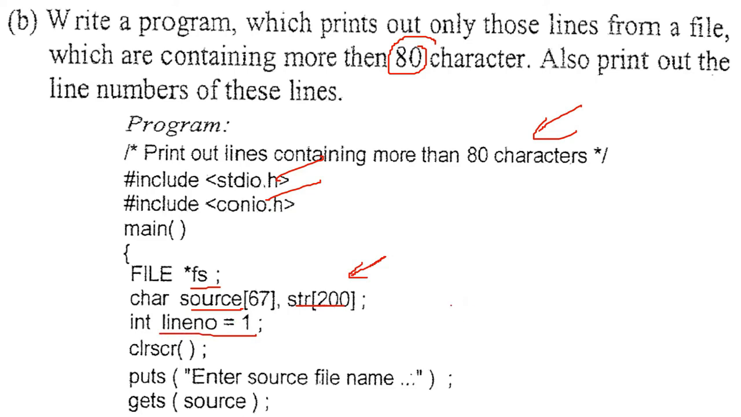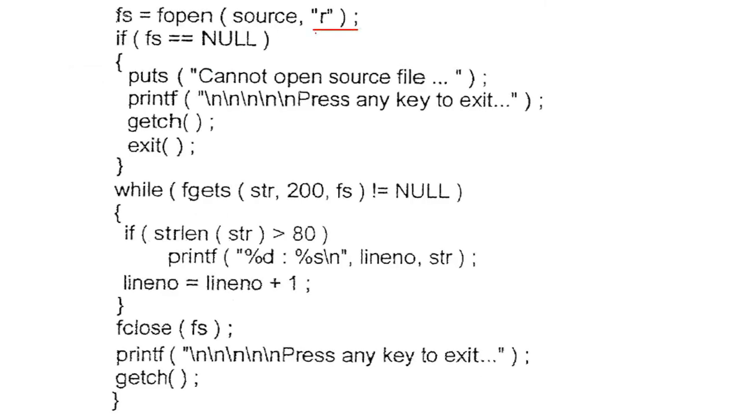Enter source file. We took the file name with gets. Then we checked after opening in read mode. If it doesn't open, we exit. Then here comes the logic. We fgets with this buffer size from fs to str.